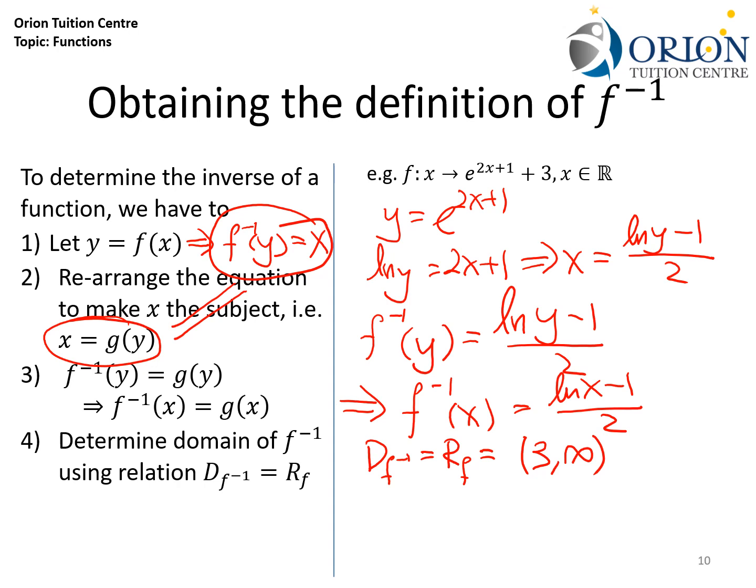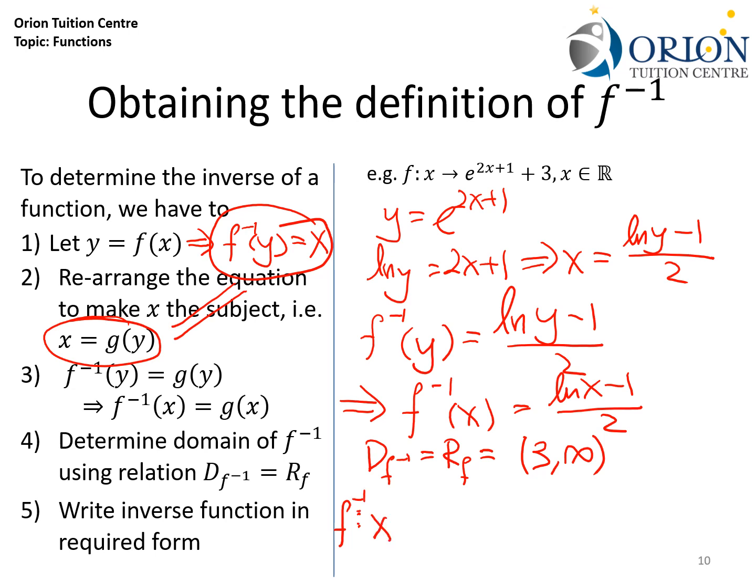And therefore, now we have the definition as well as the domain. We can finally write down the proper inverse function in the required form, which is f inverse colon x, mapped into (ln x minus 1) over 2 for x more than 3. And this is the definition of the inverse function.